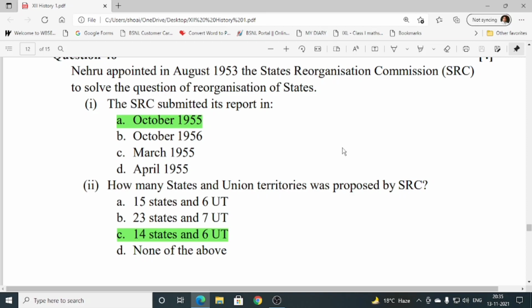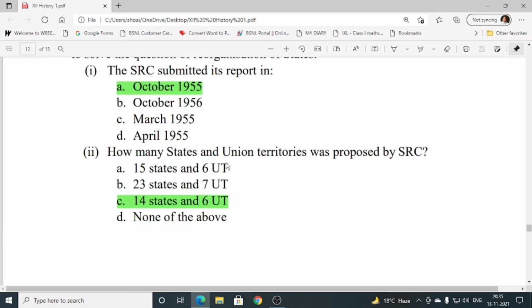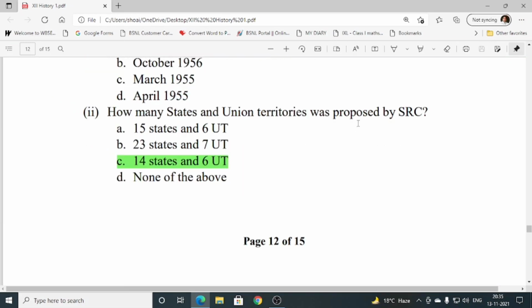Nehru appointed in August 1953 the State Reorganization Commission, which is known as SRC, to solve the question of reorganized states. The report was submitted in September, that is 30th of September, but the options are not over here, so we'll go with October 1955. Then number 2, how many states and union territories were proposed by SRC? C, 14 states, 6 union territories.